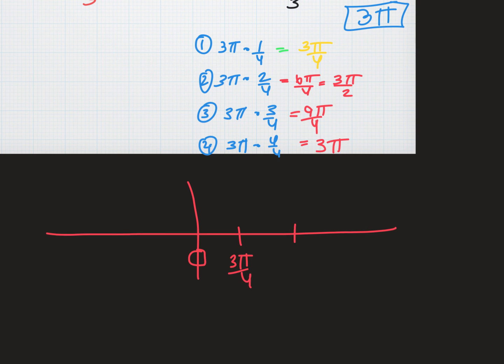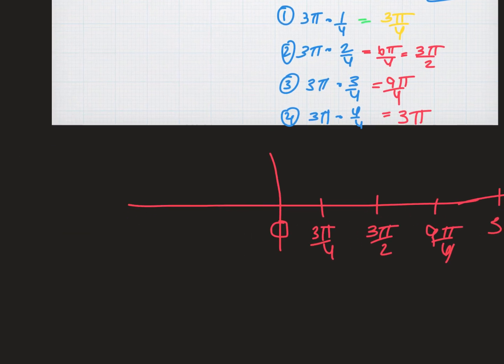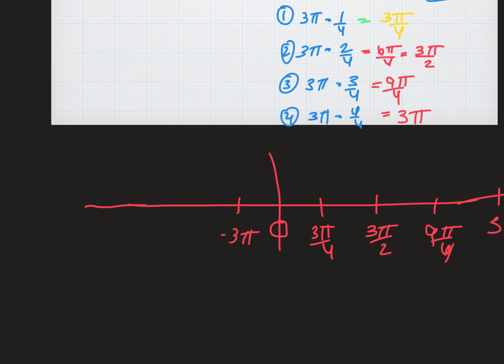My second tick mark. Perfect. 3 pi over 2. My third tick mark. 9 pi over 4. And my last tick mark. Positive 3 pi. And now I'm going to mirror on the other side. So my first tick mark to the left is negative 3 pi over 4. Then I have negative 3 pi over 2. Then I have negative 9 pi over 4. And then I have negative 3 pi.